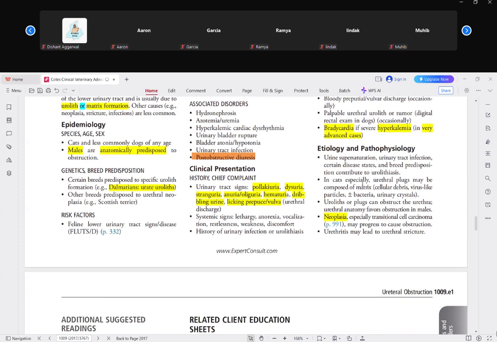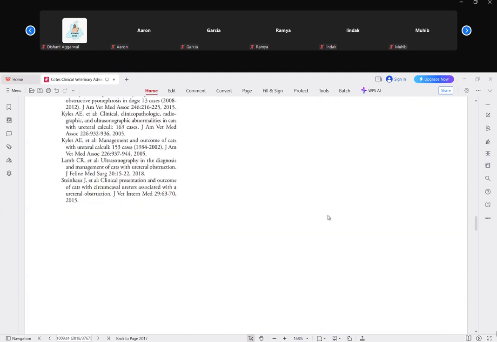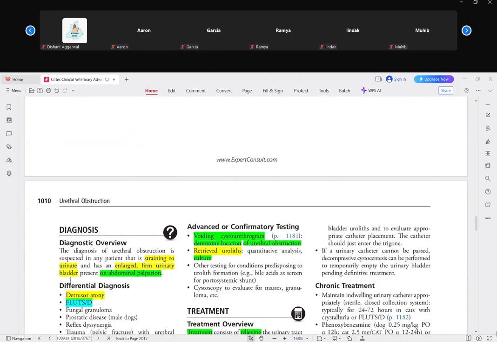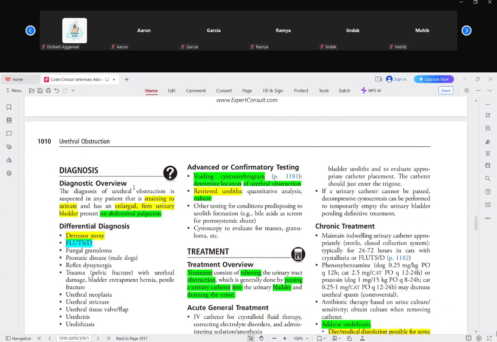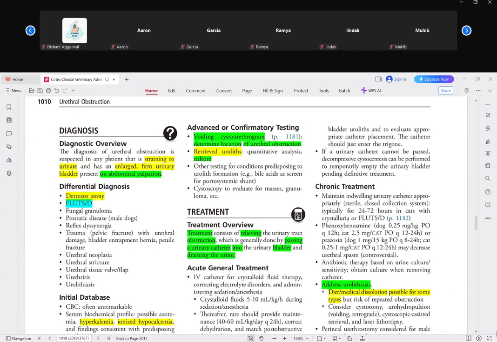What happens is any kind of urinary supersaturation due to any kind of issue like urinary tract infection will cause matrix formation leading to urolith formation. That urolith can dislodge in case of male cats in the urethra, leading to the urethral obstruction. That's how it happens.